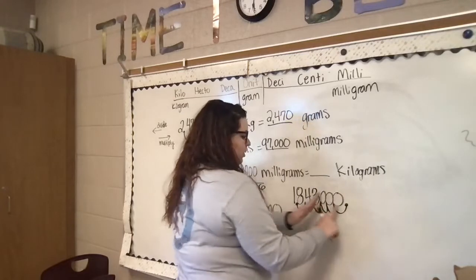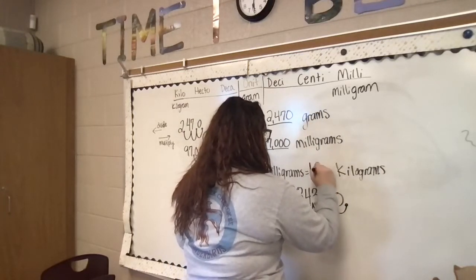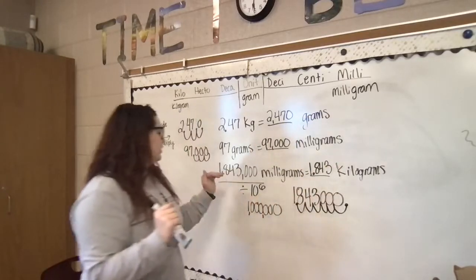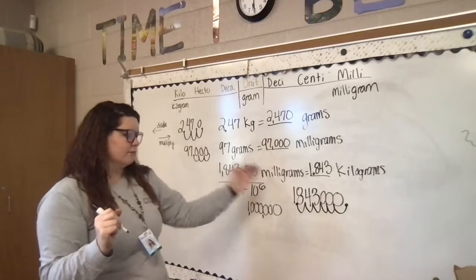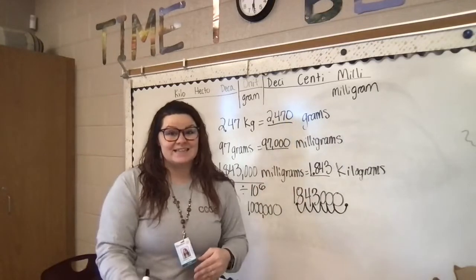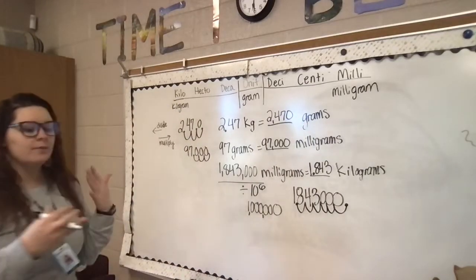We can leave all of these zeros off because they're after the decimal, but we need to keep the 8, 4, and 3. So 1,843,000 milligrams is equivalent to 1.843 kilograms.